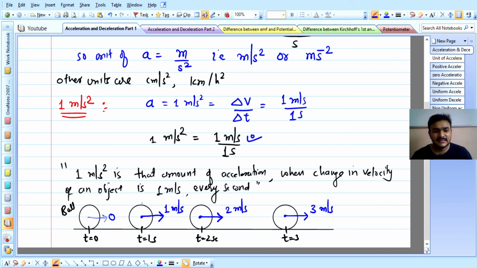So as you can see, the ball's velocity increased from 0 meter per second by 1 meter per second, then after 1 second it is 2 meter per second, after 1 second it is 3 meter per second. So in that case we can say that the ball possesses acceleration of 1 meter per second square. Okay, so the ball has acceleration of 1 meter per second square. So this is the definition of 1 meter per second square acceleration.